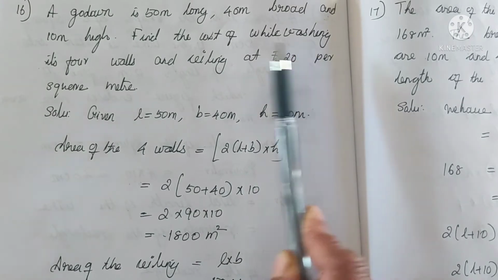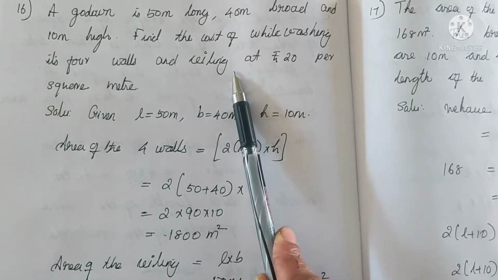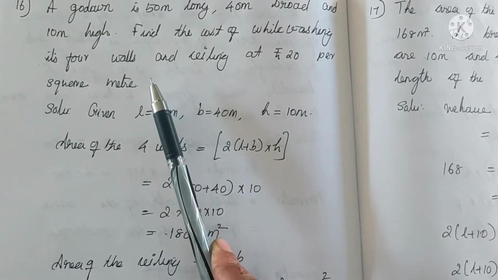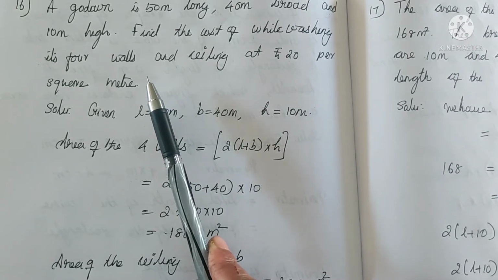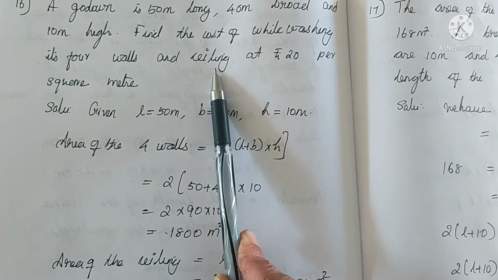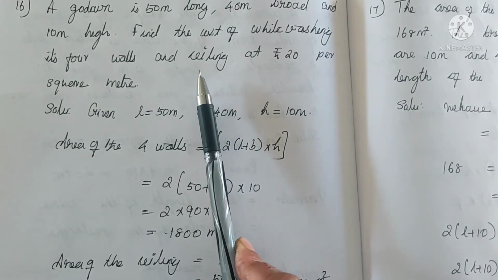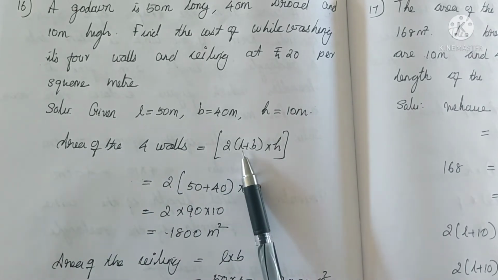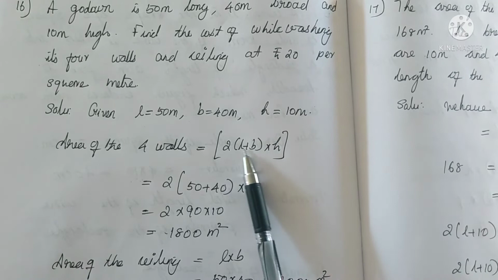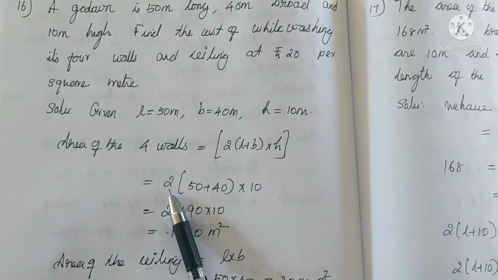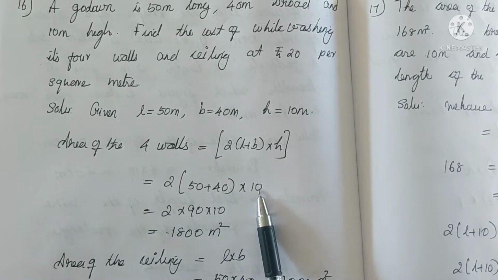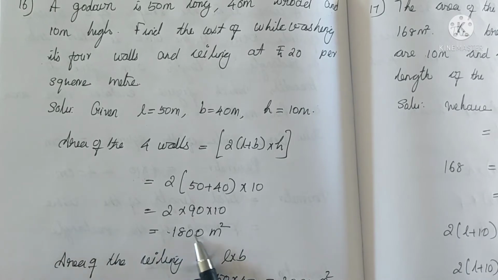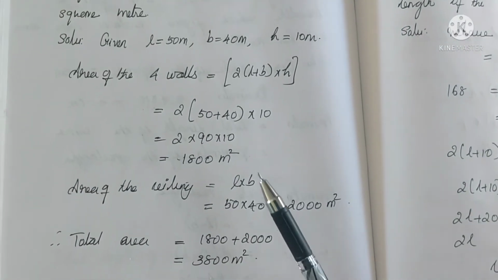Find the cost of whitewashing its 4 walls and ceiling at rupees 20 per square meter. So here first of all we want to find the area of the total 4 walls. Then we will find the area of the ceiling. Then we will find the total area. Then we will find the cost of whitewashing it. We have a formula, area of 4 walls equals 2 into (L plus B) into H. Here all these measurements are given in the question. So 2 into (50 plus 40) into 10. 50 plus 40 becomes 90. 2 into 90 into 10 is equal to 1800 meters square. We got the area of 4 walls.